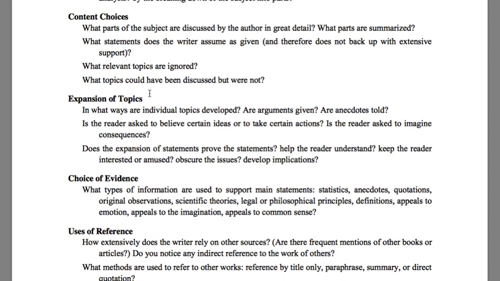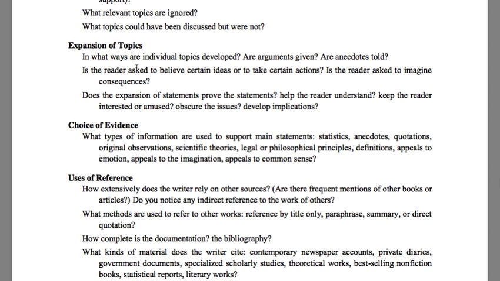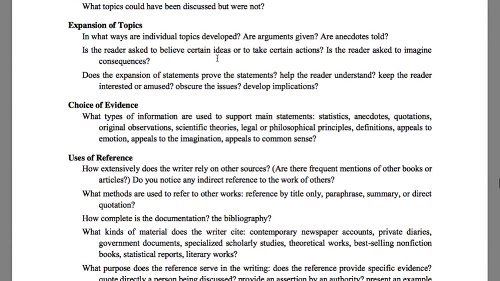Does the author leave out important topics? How does the author expand on topics? How are they developed? Were arguments used? Were anecdotes told? Does the expansion of statements prove the statements?